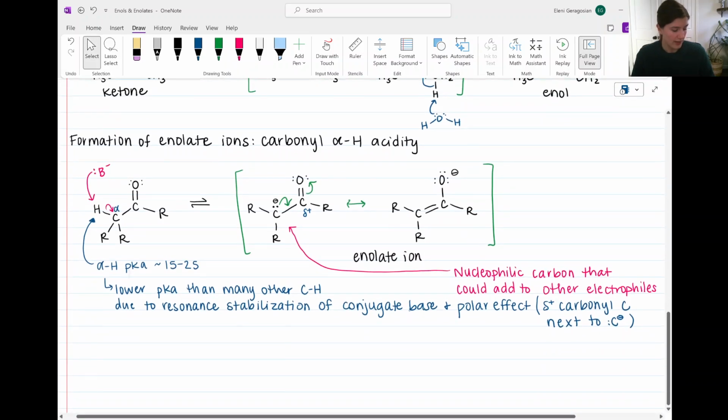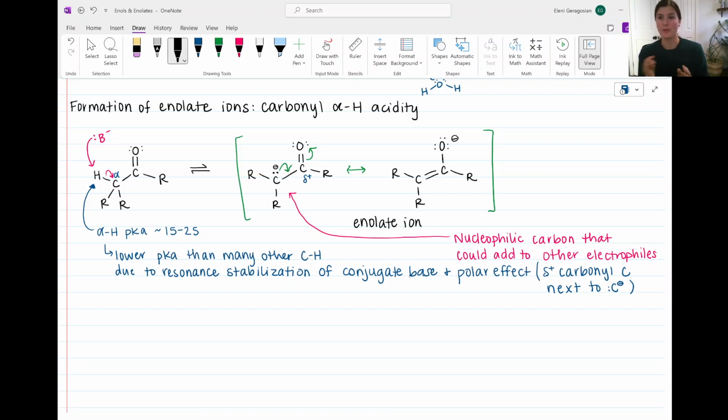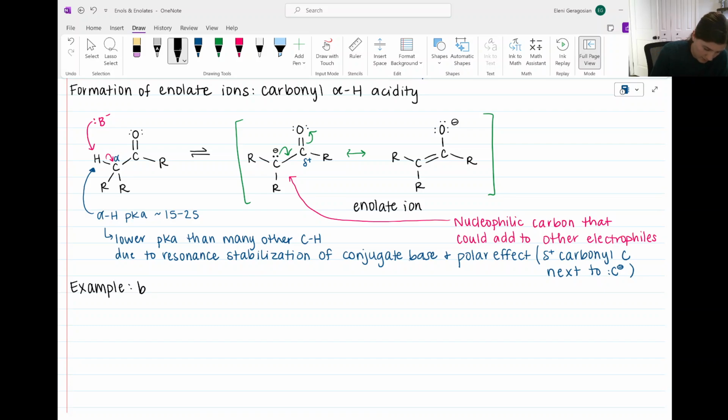So let's show now, if we are starting with a ketone, we'll do an example under basic conditions to show how we will first form the enolate ion and then we'll end with the enol. So here's another example. Base-initiated enolization.